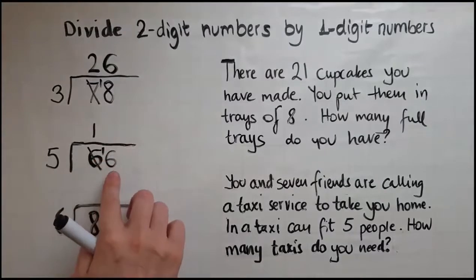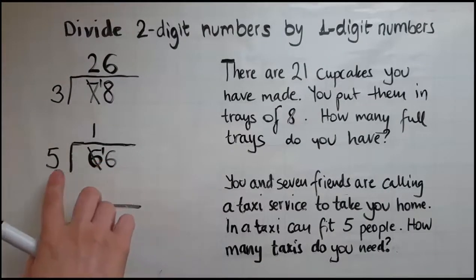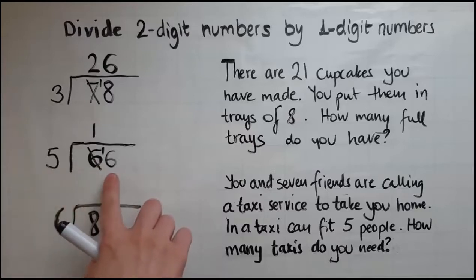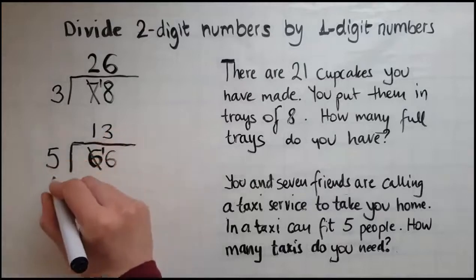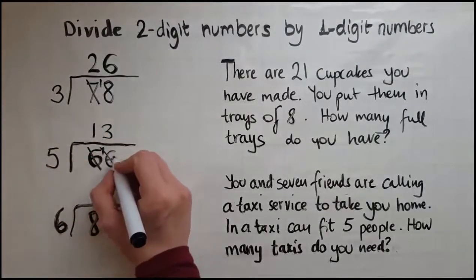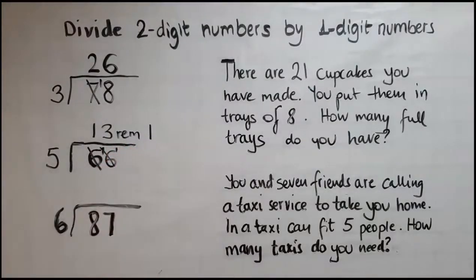So that 1 is transferred to the unit to make 16. So how many 5s now would fit into 16? And that is 3, because 3 times 5 is 15, but there is 1 left. So I'll say remaining 1. So the answer is 13, remaining 1.